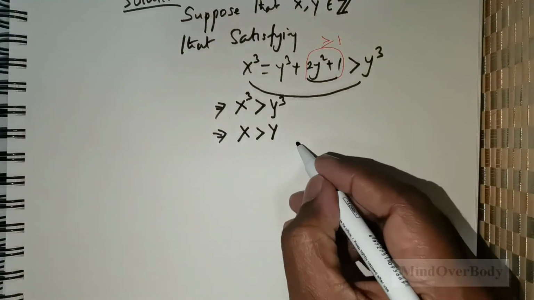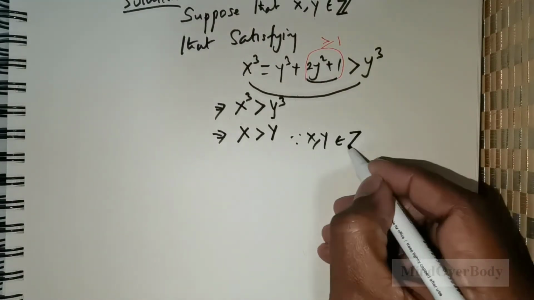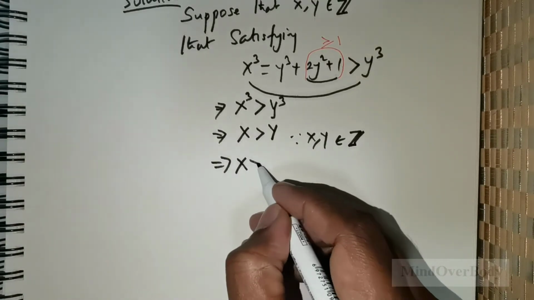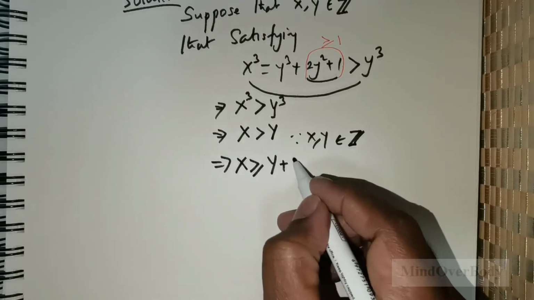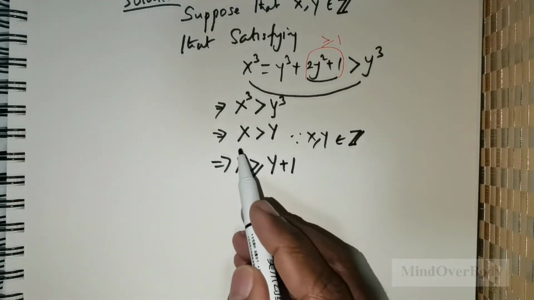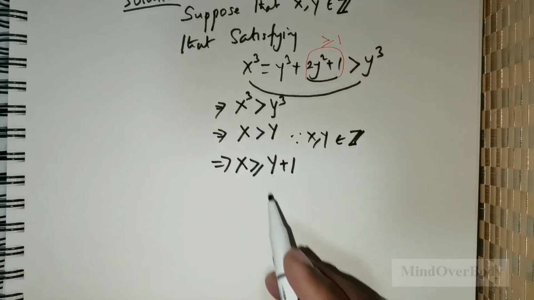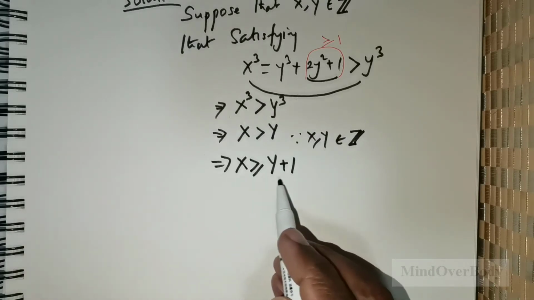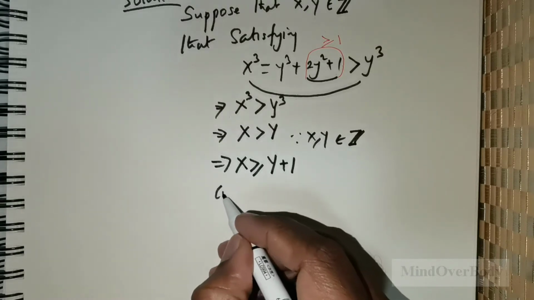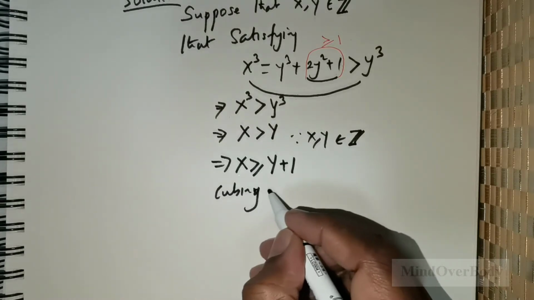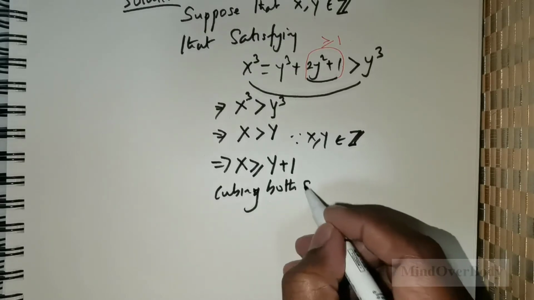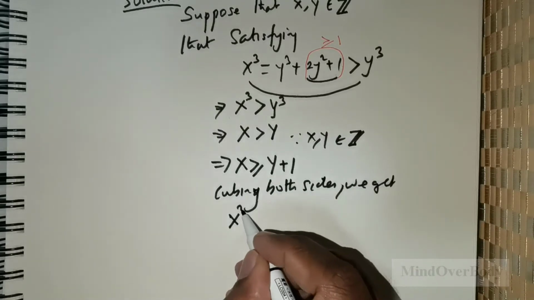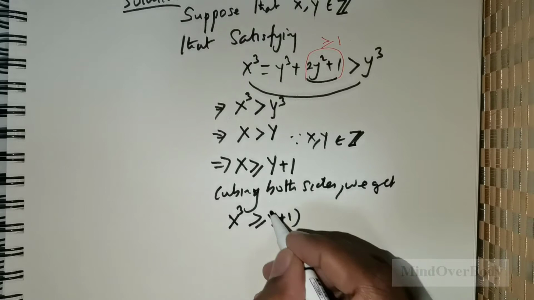Now since x and y are elements of the integers, x should be greater than or equal to y plus 1. Because x is an integer and y is an integer, if x is strictly greater than y, then it automatically means that x is greater than or equal to y plus 1. Now cubing both sides, we get x cubed greater than or equal to (y plus 1) cubed.